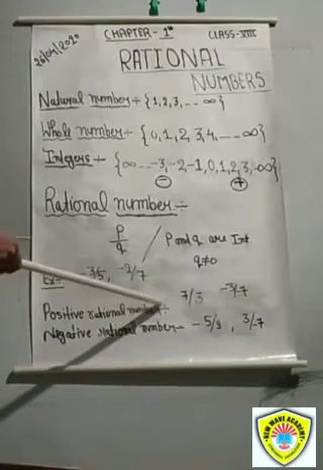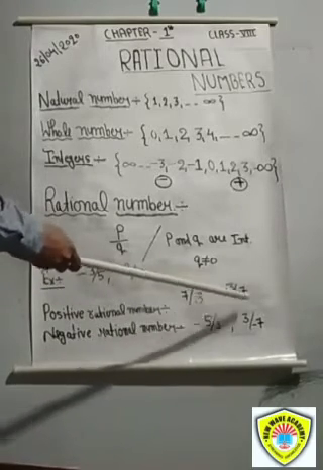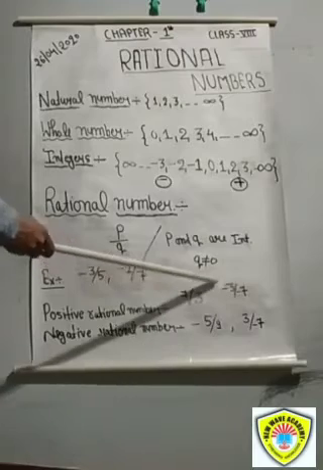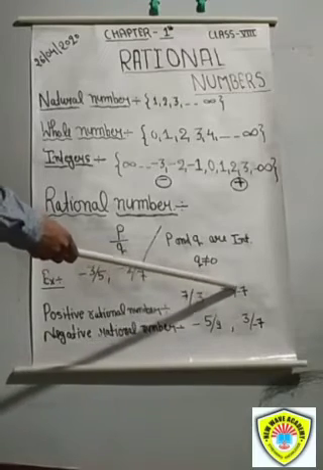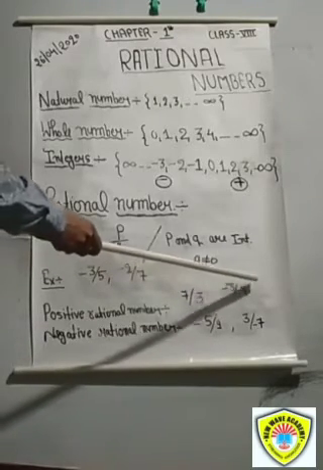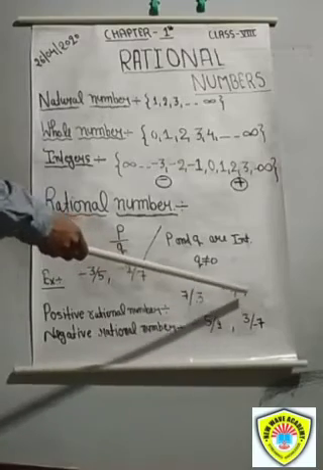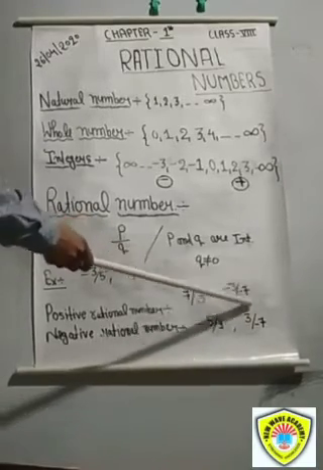Minus 3 upon minus 7. Minus 3 is the numerator and this is a negative integer, and the denominator is minus 7. This is also a negative integer, so we can say this is a positive rational number.